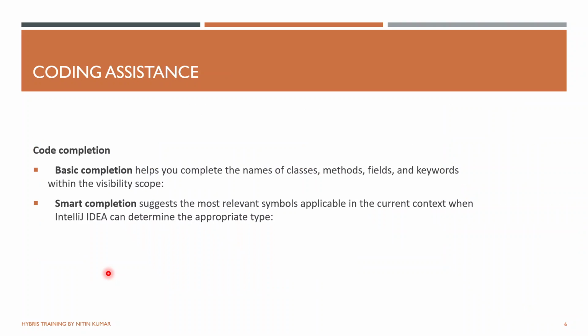Next point is why we should use Intellij. Basically Intellij provides you coding assistance by providing you smart completion of the keywords. If you are working with Intellij, it will provide you some basic completion, which is also provided by Eclipse. But if you are using Intellij, it will also provide you smart completion. That means it will suggest you the keywords or the auto completion based upon the context in which you are working.